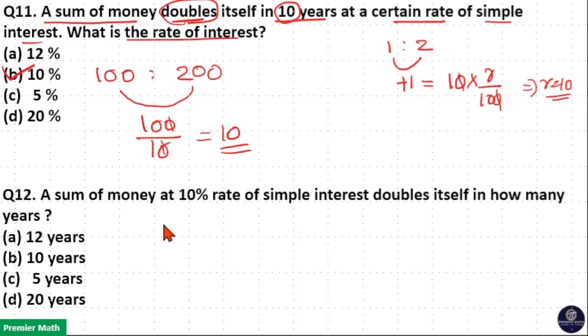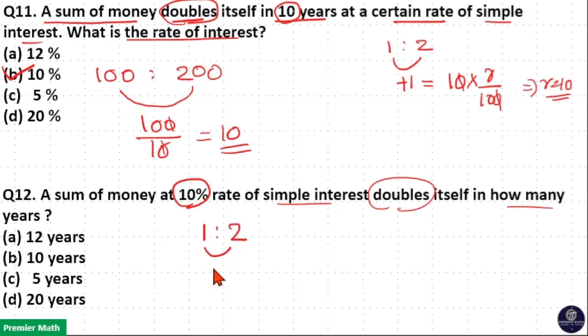If you use the concept in the second question, that is, a sum of money at 10% rate of simple interest doubles itself in how many years? Here, I invested 1 rupee, then I got 2 rupees after 10 years.